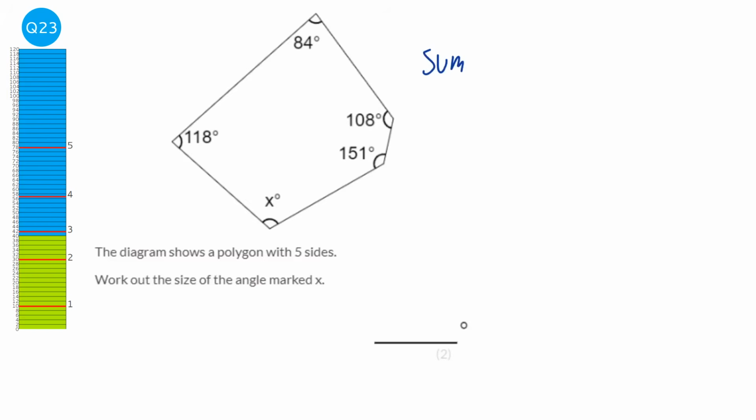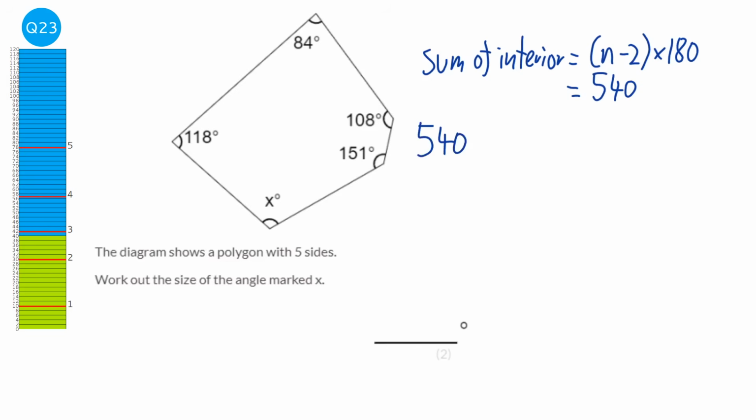Okay, first of all we need to work out what the interior angles would add up to. So the sum of the interior angles is equal to n minus 2 times 180. Now n is the number of sides, and it says it has 5 sides, so it would be 5 take away 2, which is 3, and then times 180, which would be 540. So we know it will add up to 540. So all we need to do is get that 540 and take away all the angles that we know: the 118, the 84, the 108, and the 151. And when you do that, you get the answer of 79.